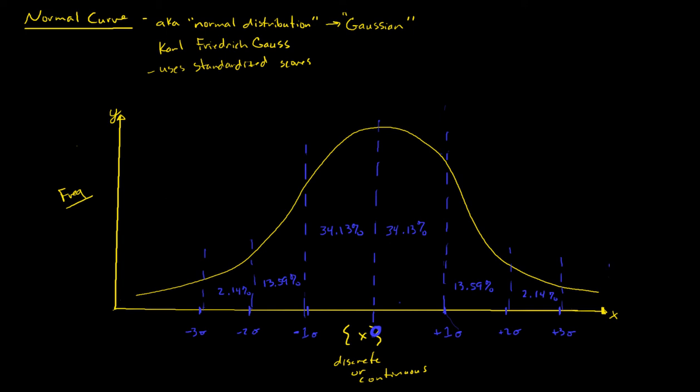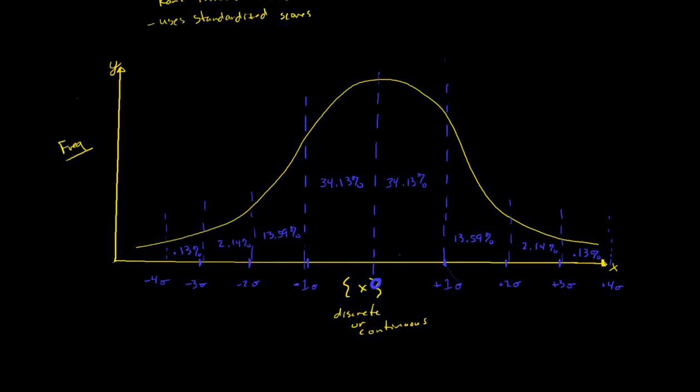and we could even put 4 sigma out here. For sigma, it'd be 0.13%, and we could build 4 sigma in over here. Negative 4 sigma would be 0.13%. Okay, so looking at this, what kind of story is it going to help tell us here?